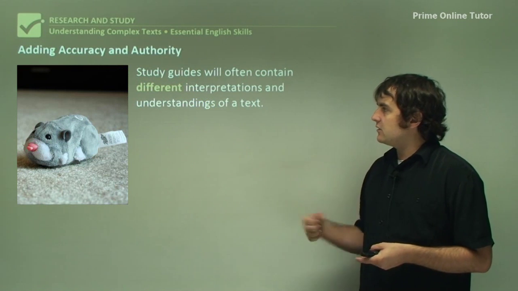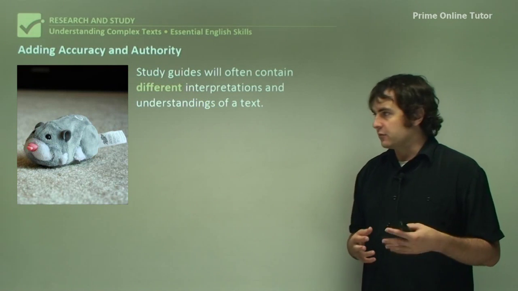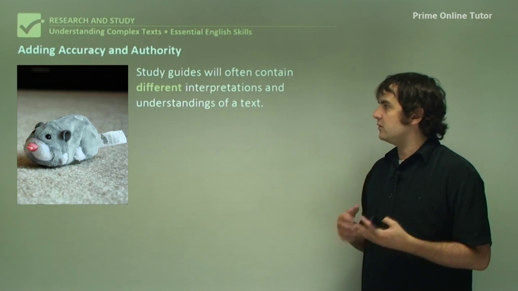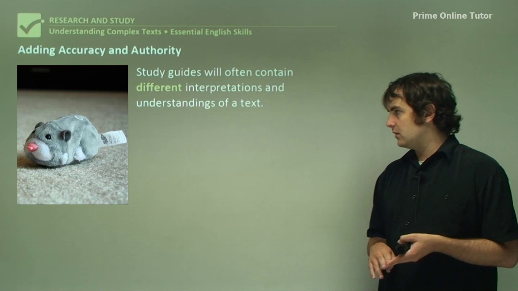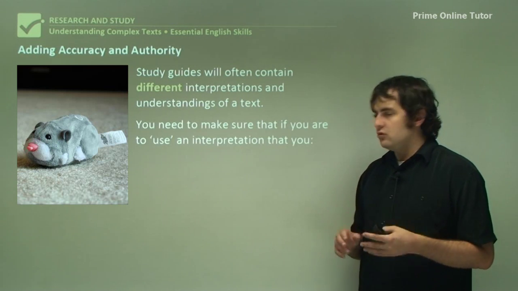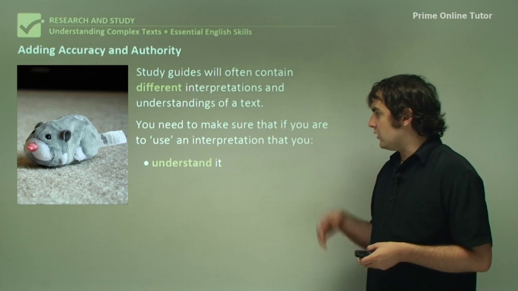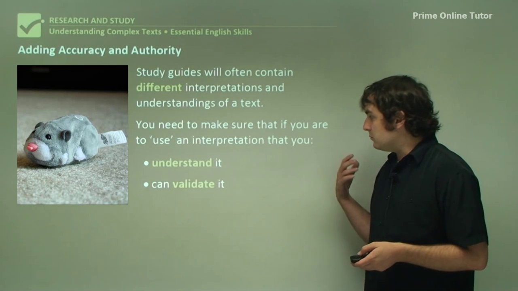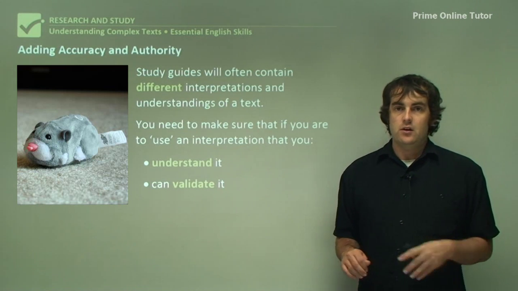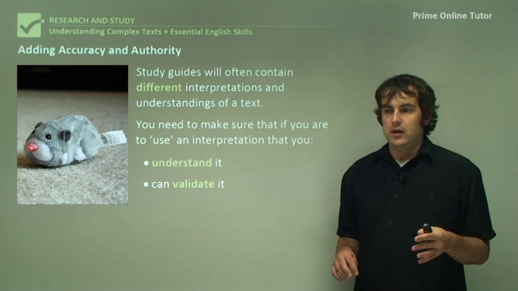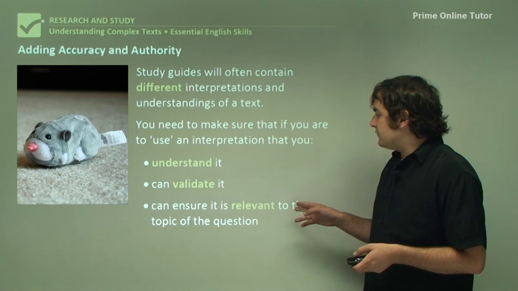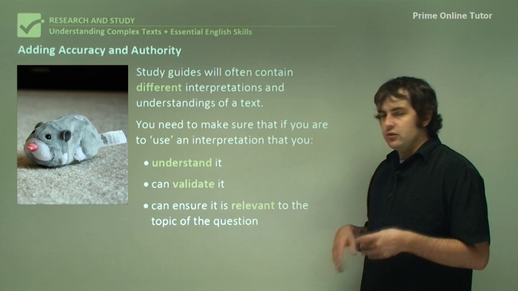Now, accuracy and authority is one thing that you can add from a study guide. Basically, it will help you give different interpretations and understanding of a text. All right. But you need to make sure that if you're to use that in interpretation, you need to first of all understand it. You need to be able to validate it, as in find evidence to support it. That you don't just go, well, that's it, and, well, hang on there to quote, or, can't do that. And finally, to ensure that it's relevant to the topic of the question.